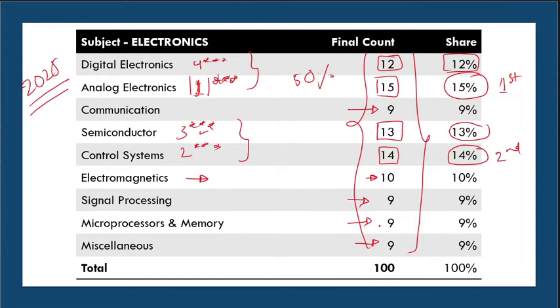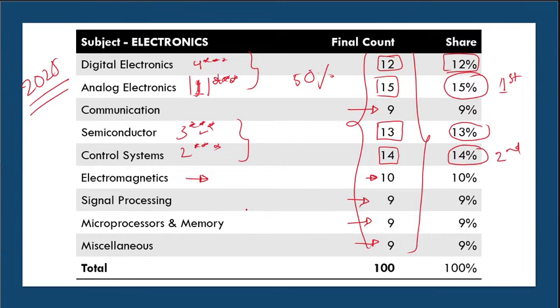Focus more on those subjects which I stressed now, that is digital electronics, analog electronics, control systems and the semiconductor topics, and then electromagnetics. If you score more in these subjects, the rest of the subjects are just a touch up so that you can score better in those as well.